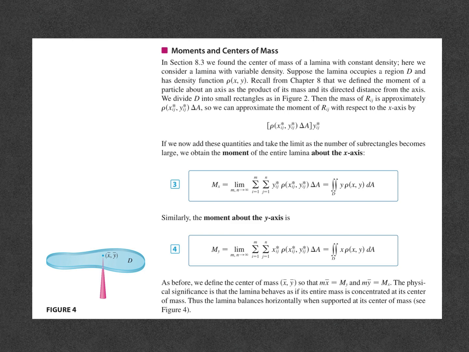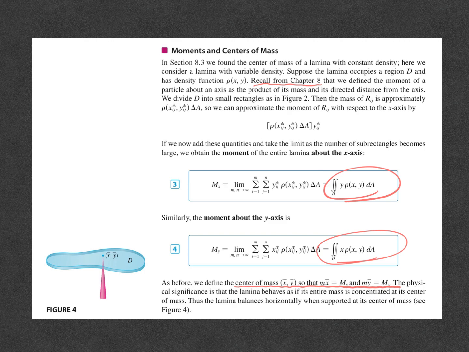It says up here, recall from chapter 8, we define the moment of a particle about an axis as the product of its mass and the distance from the axis. So here they defined a moment of the entire lamina about the x-axis and a moment of the entire lamina about the y-axis. Now the center of mass, this is what's important, is these two formulas. We're going to pull this into the center of mass formulas, but this is where it comes from.